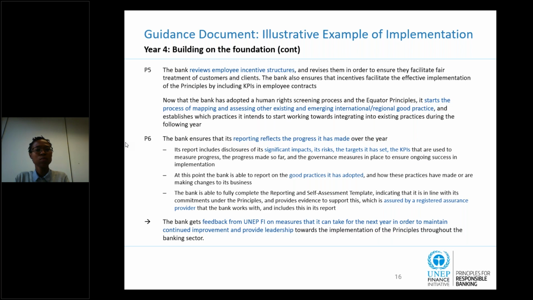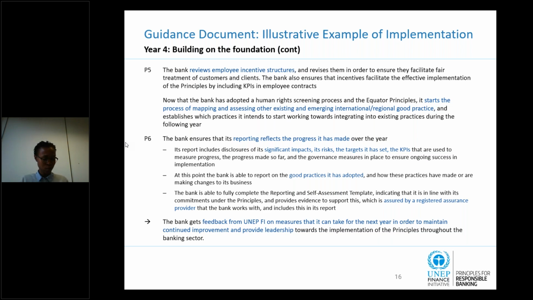It reports on disclosures around significant impacts again, and its risks, the targets it's set, and its KPIs, and also reflects on the governance measures as well. So there's a deepening, if you like, of the ability to report on the progress made. It also reports on the good practices that it's adopted, and it's now able to really fully complete that reporting and self-assessment template.